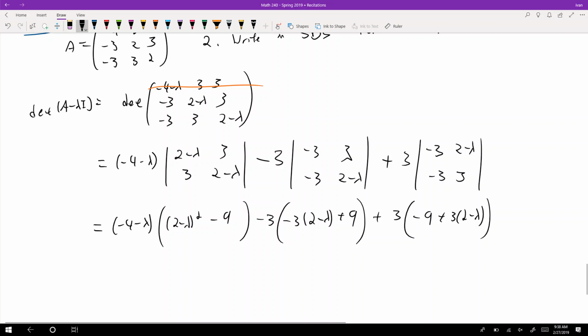All right, there's a few things you can do from here. You can FOIL everything, get a cubic polynomial, and factor the cubic polynomial. That's a legitimate option. We're not going to go over how to factor cubic polynomials.